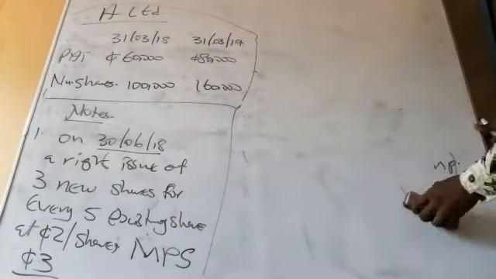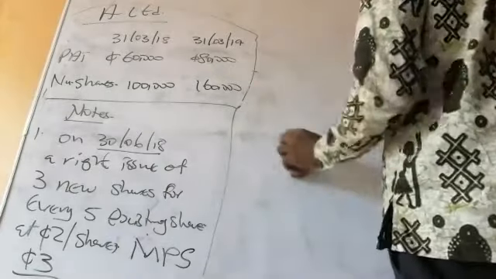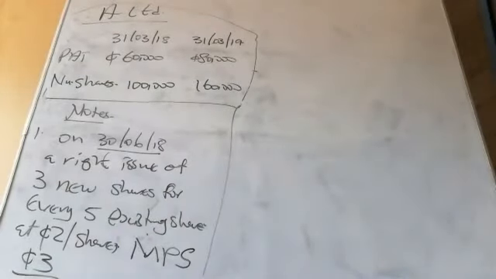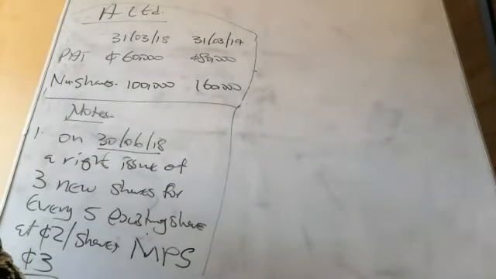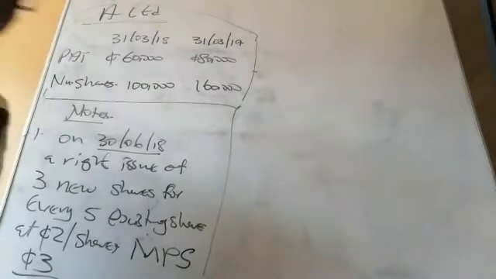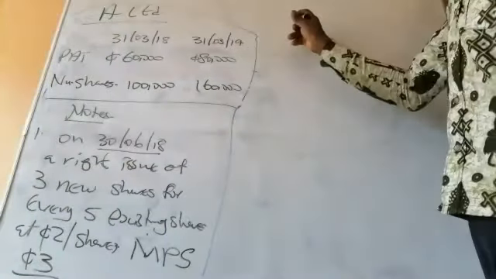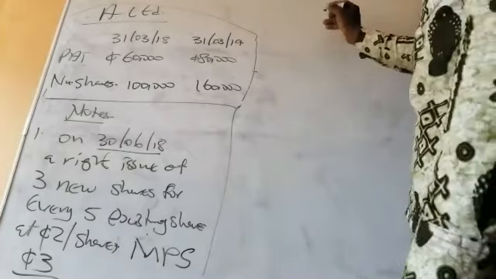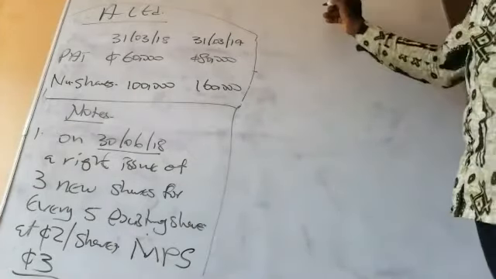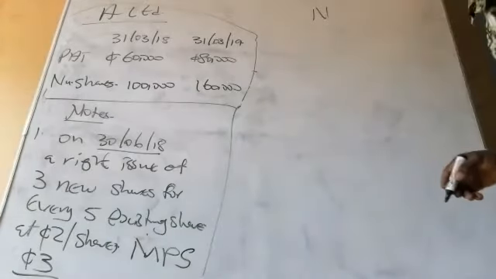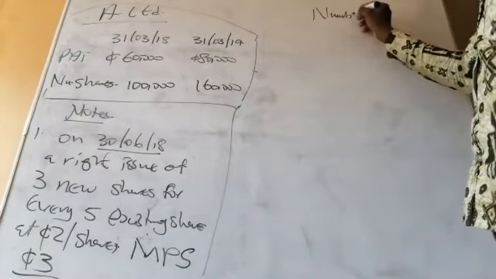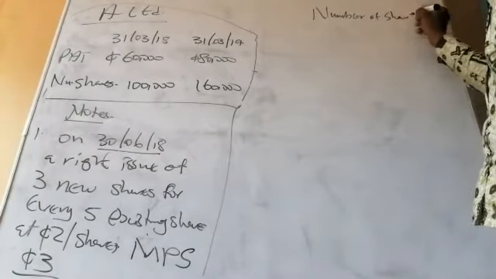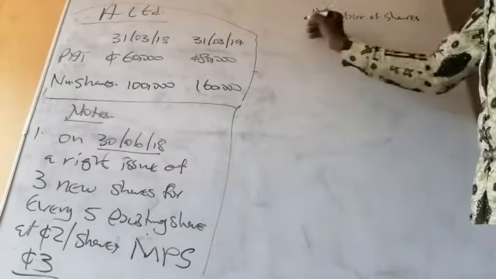Step 1, calculate the TEP. We call it the theoretical X-right price. Calculate the theoretical X-right price. We call it the TEP. So that's the first step we're going to do. Then we'll call it getting the number of shares at full market price. So that's the step. Number of shares, or just the separation of the shares.